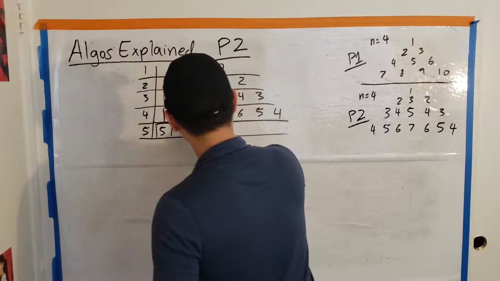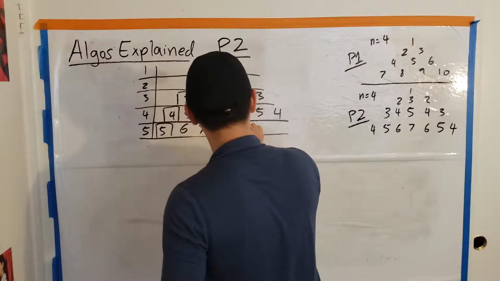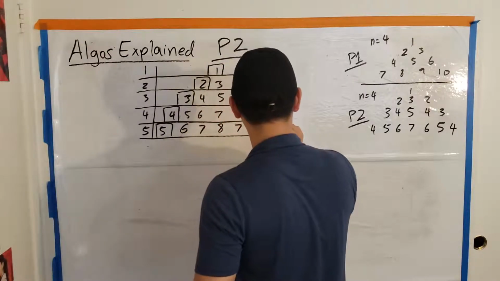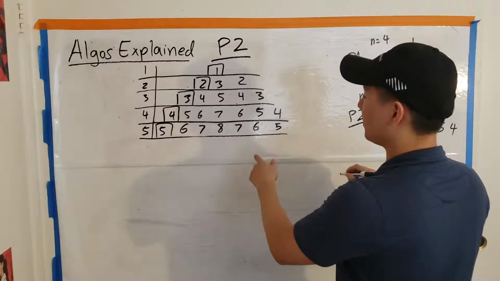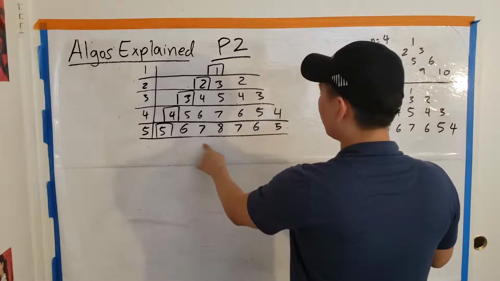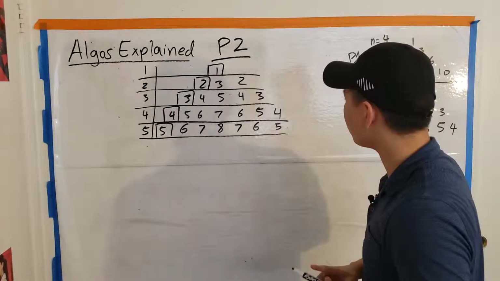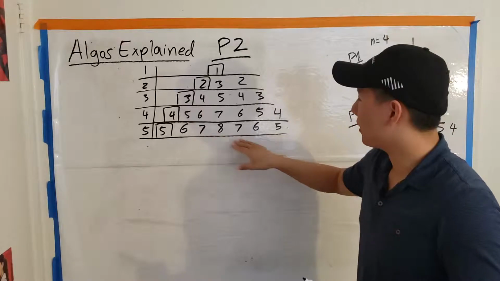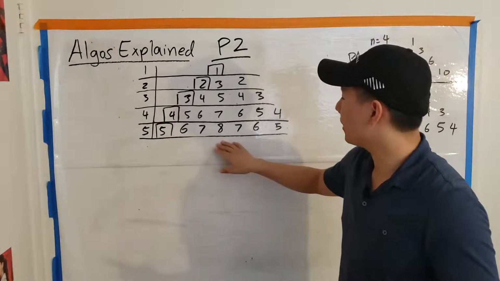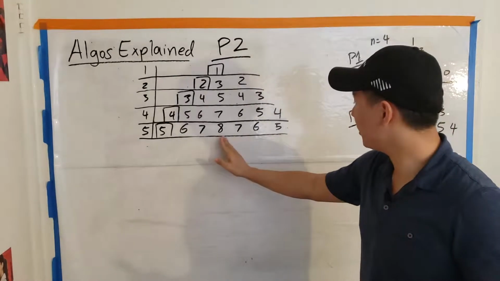Let's do it again. 6, 6, 7, 8, 7, 6, 5. Wait, did I mess up somewhere? 5, 6, 7, 8, 7, 6, 5. No, I think that's right. So if you did that with me, let's think about how I did that. It was just incrementing, and then at some point we decided to decrement.